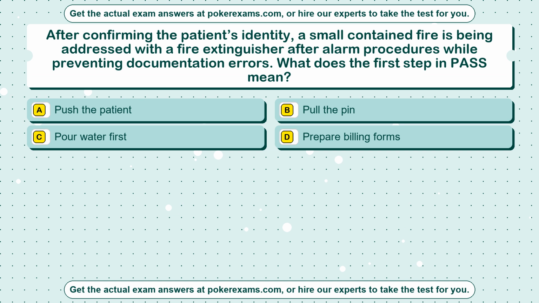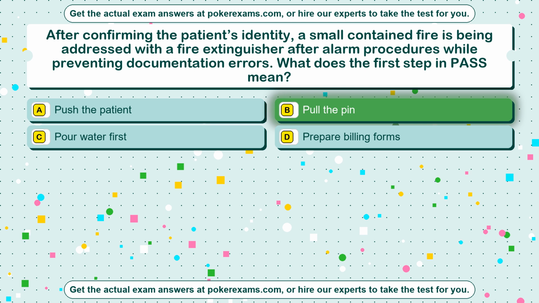Question 17. After confirming the patient's identity, a small contained fire is being addressed with a fire extinguisher after alarm procedures while preventing documentation errors. What does the first step in PASS mean? Option A, push the patient. Option B, pull the pin. Option C, pour water first. Option D, prepare billing forms.